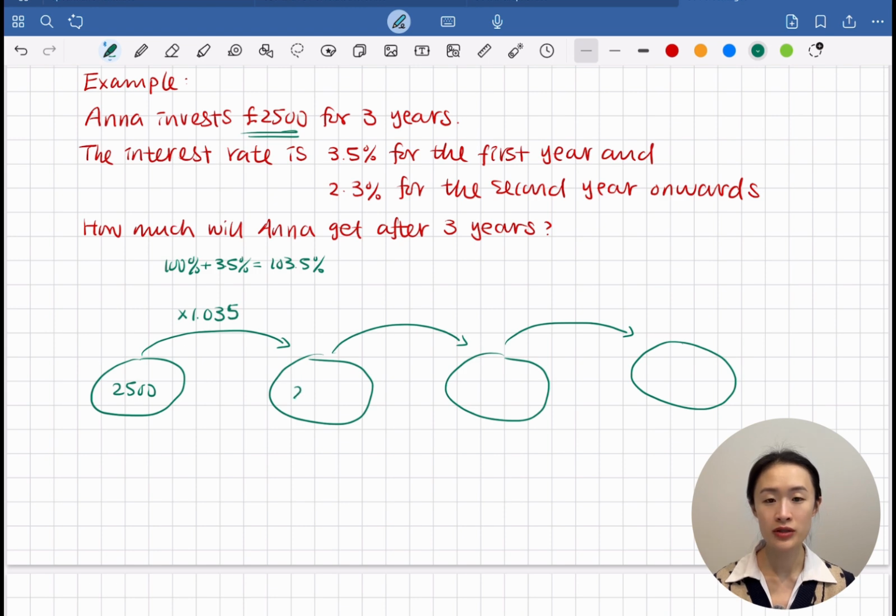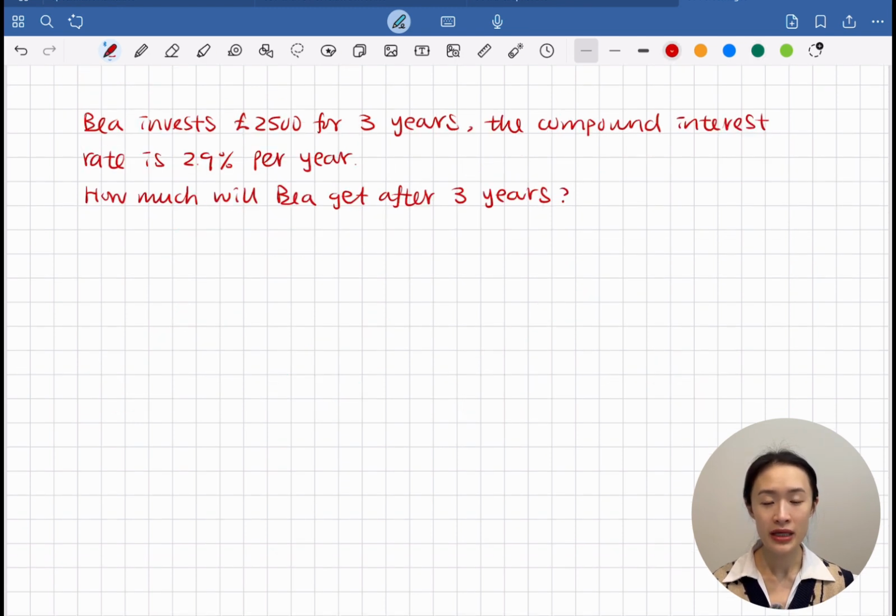So I have £2,587.5. Come to the second year, the interest rate is 2.3%. So then that means I have 102.3% in my bank account. What I have is I multiply 2,587.5 by 1.023, and that will give me the amount of money I have by the end of second year. And then we will repeat for the third year. In the end, we have 2,707.89.